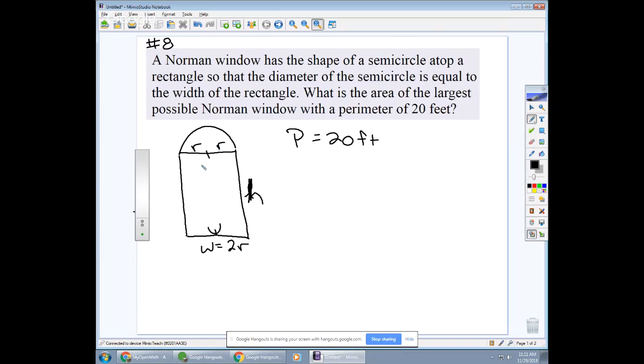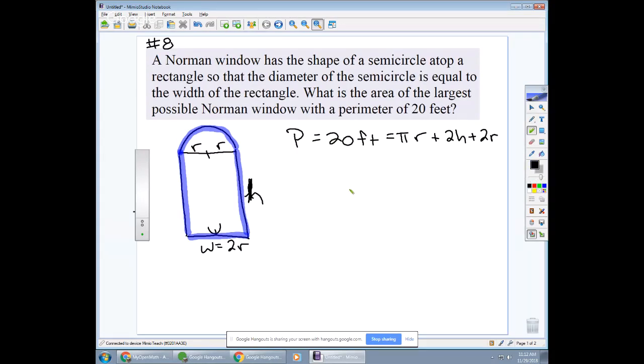So as far as perimeter goes, we have this semicircle at the top, right? So that's going to be half of 2 pi r, which is pi r. And then we have a height coming down that way and a height coming down that way. So we have 2 heights. And then the width is 2 radiuses, so we have 2r at the bottom. So that right there should be the distance around, right? We have the semicircle, a height, another height, and 2r across the bottom. Okay, so there's my perimeter formula.